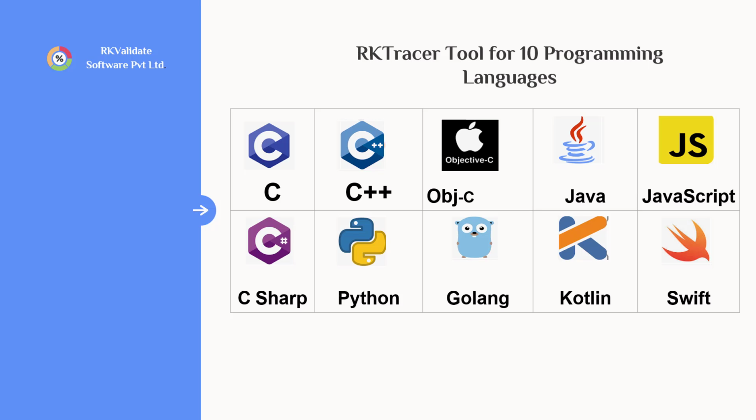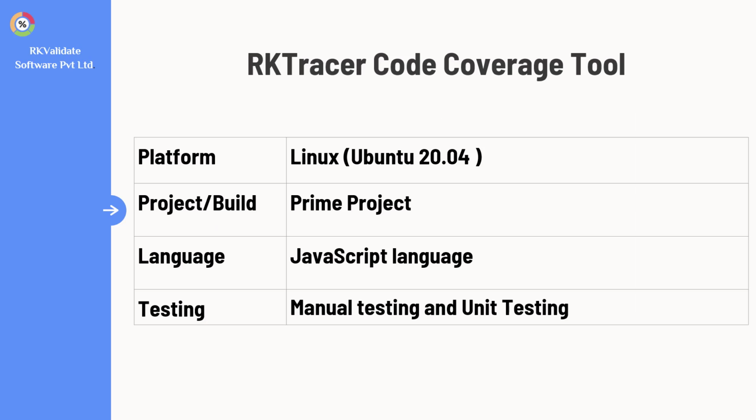Hi guys, ArchiTracer is a code coverage tool for 10 programming languages. In this video, we are going to learn how to generate code coverage using the ArchiTracer code coverage tool in the following environment: Linux platform, prime example, and the language is JavaScript, and we'll do manual testing and unit testing of the application.